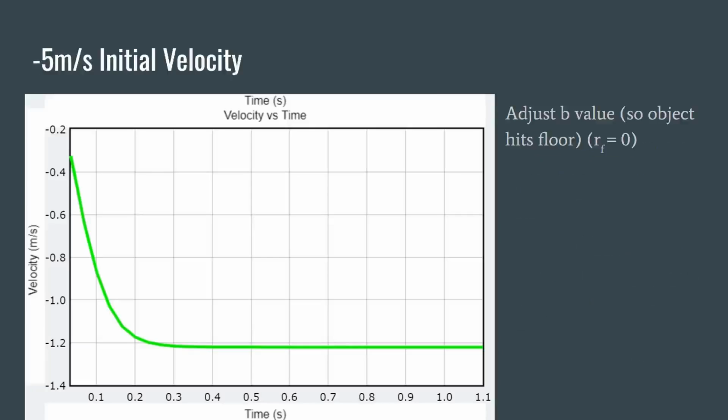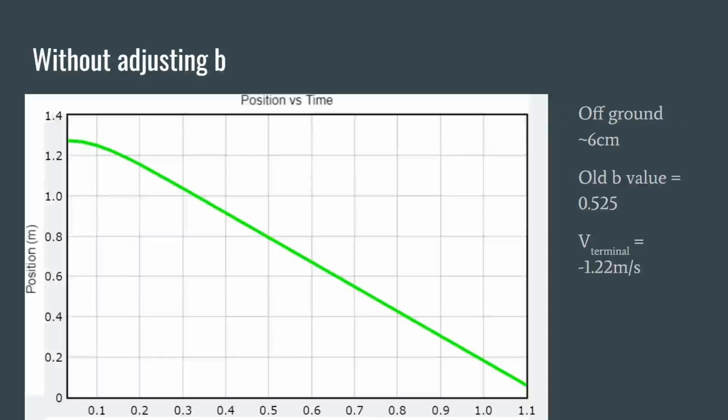Now, let's also discuss another thing. Let's say that I threw the ball down at negative 5 meters per second, so that's my initial velocity. Now, if I adjust that b value so that the object hits the floor in that given time frame, then I would see that nothing really changed. The terminal velocity is largely the same, and my graph isn't really affected by much. However, let's discuss why I adjusted that b value, and why I should. If I don't adjust it, my object will be off the ground by 6 centimeters in the allotted time frame, so it's essentially levitating, which is not good. The old b value was 0.525 to make that happen, and terminal velocity is negative 1.22 meters per second.